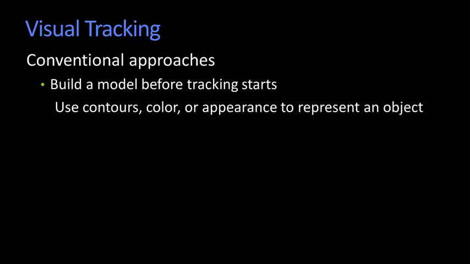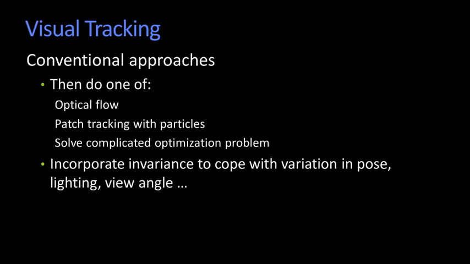And what's cool about this is, instead of like some of the previous tracking where if you learn new appearance every time step, you might drift, that is, you eventually get stuck on something that's not the object, here you might be more robust to that. So, as I mentioned, in a conventional or traditional tracking approach, what you do is you build a model before something starts moving, right? So you might cut out a patch, find a contour, some method of describing the object, and then you do, remember we talked about optic flow, where you essentially connect the dots. You do patch tracking with particles, which if you're in the OMS class, you did as a problem set. Or you might even solve some interesting complicated optimization problem.